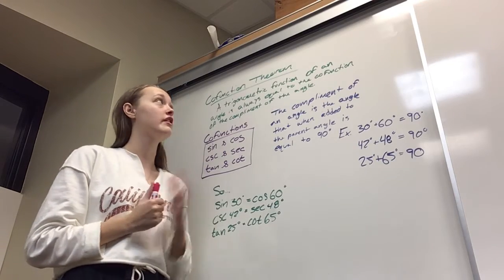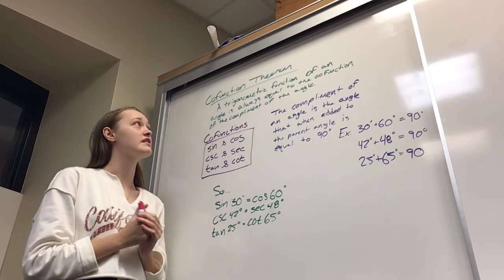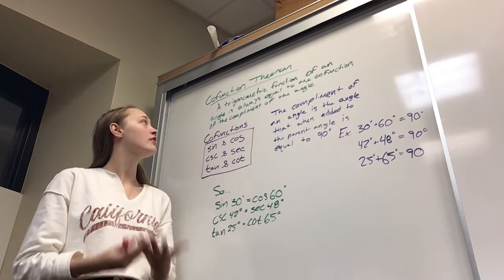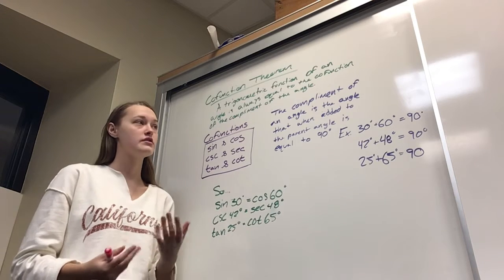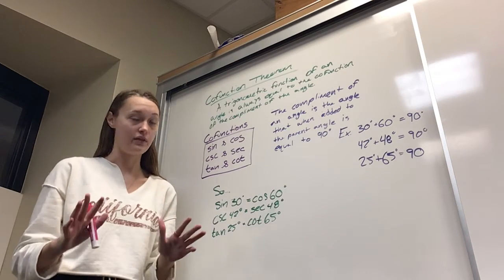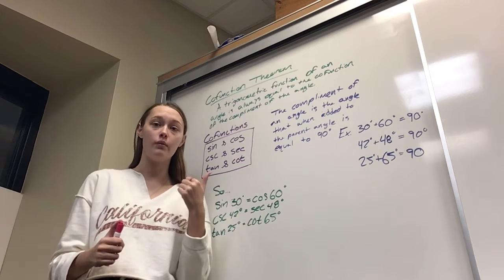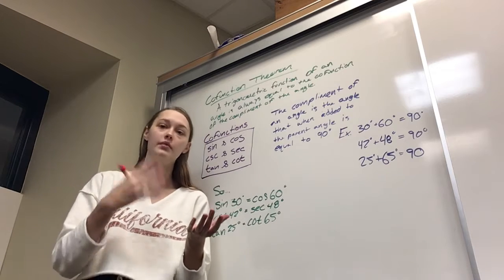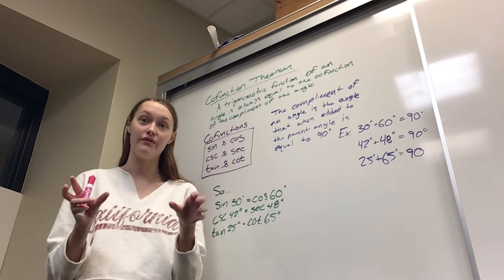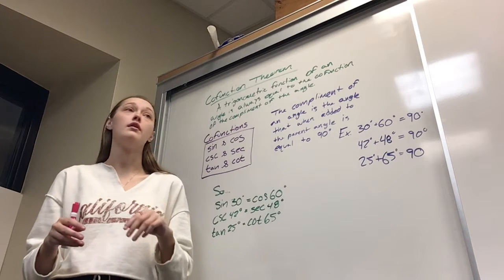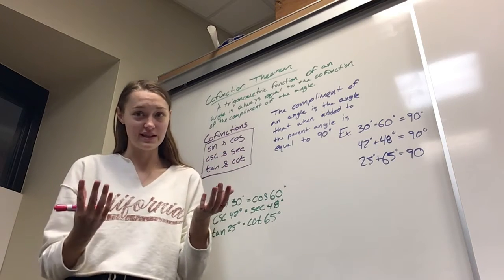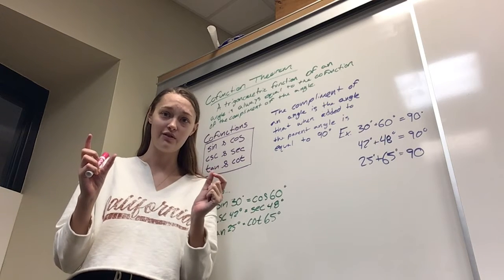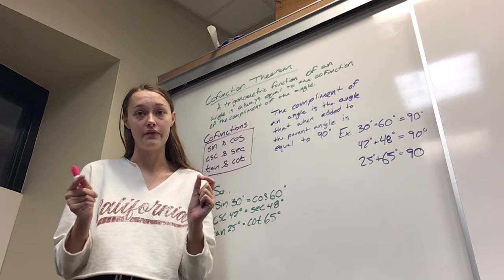Next, we are going to jump into the Cofunction Theorem. The Cofunction Theorem states that a trigonometric function of an angle is always equal to the cofunction of the complement of that angle. So let's start with complements of angles. The complement of an angle is when one angle and another angle add up to 90. So the complement of 45 would also be 45, because 45 plus 45 equals 90. And the complement of 30 would be 60, because 30 plus 60 equals 90. So whatever angle adds to that original angle to make 90 is the complement of that angle.